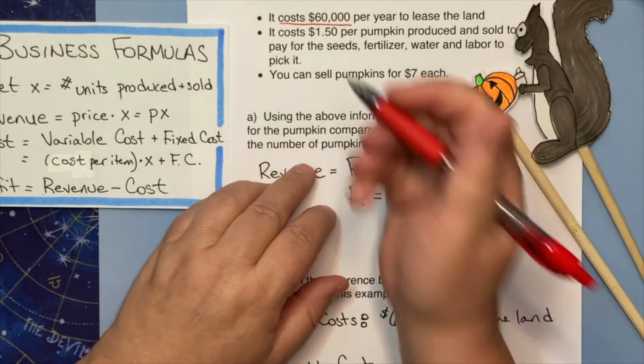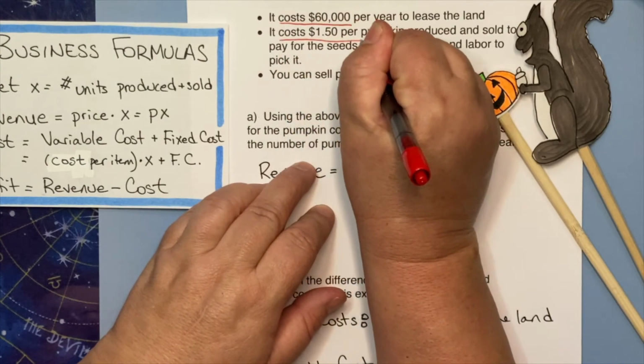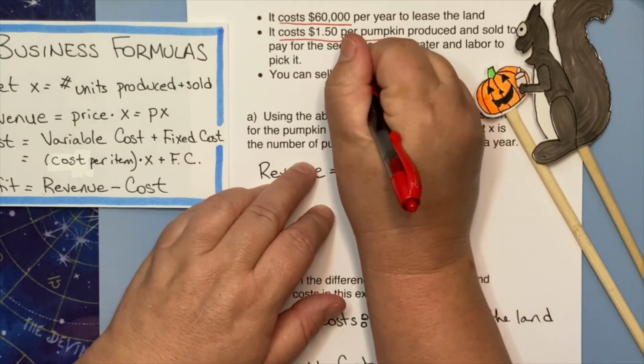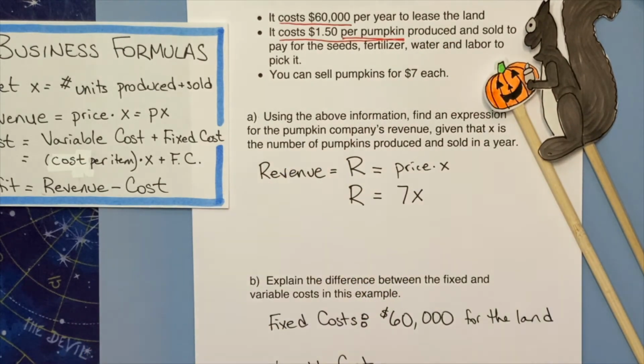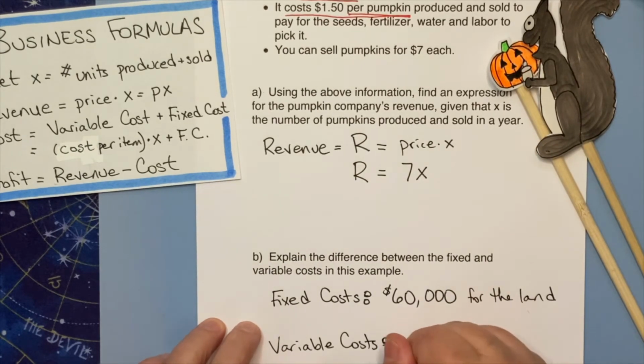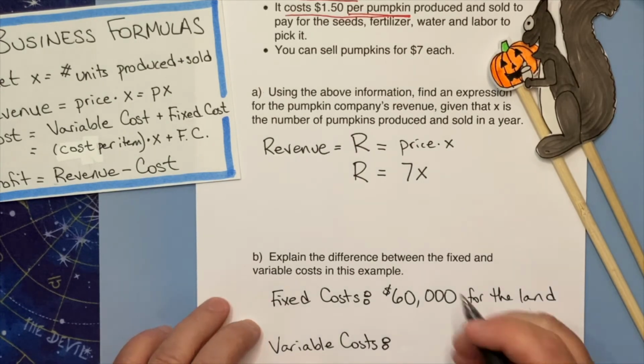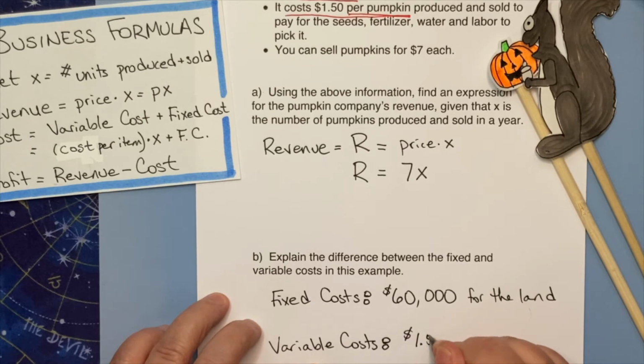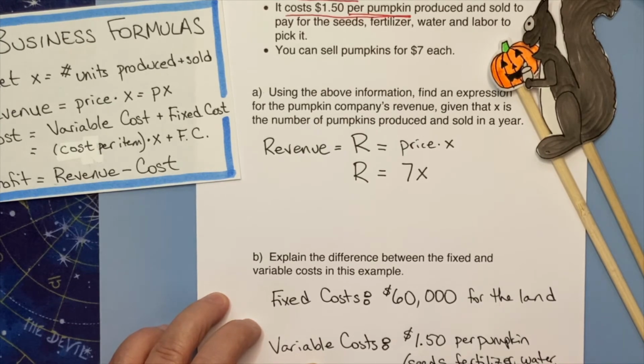So then next up, we've also got this cost in the second line, and this one gives us a hint. The hint is that per pumpkin. That tells us that's a variable cost. So again, I'm going to change this from an equal sign to a colon because it'll just be more flexible about how I write it. This is going to be $1.50 per pumpkin. And it says it includes the seeds, the fertilizer, the water, and the labor.